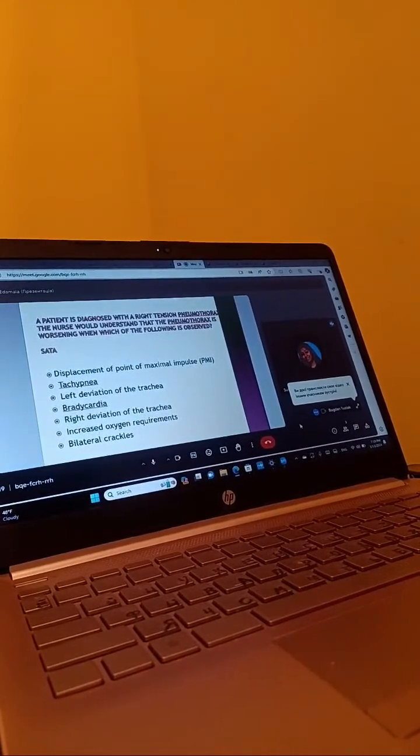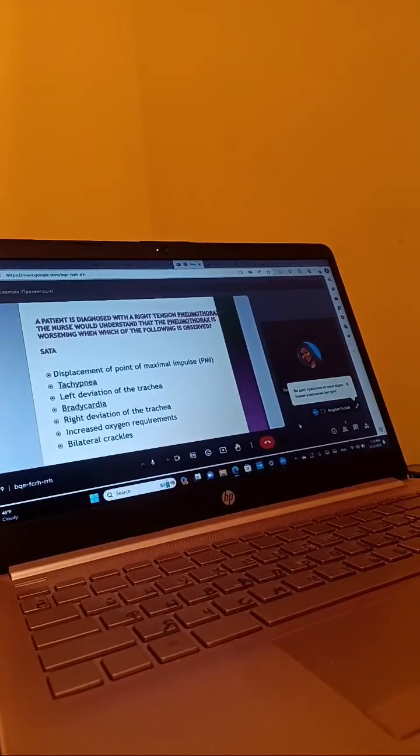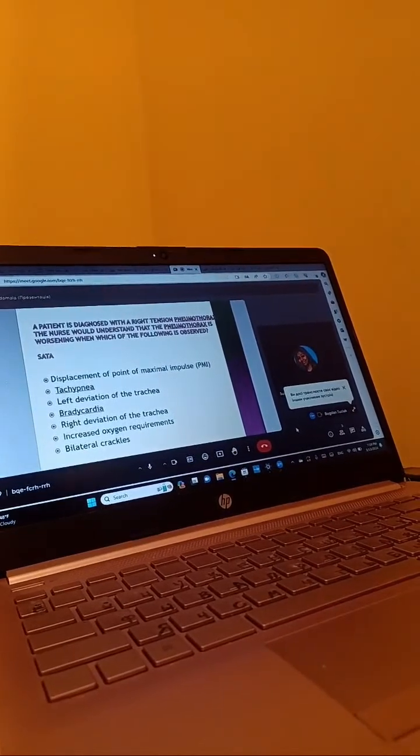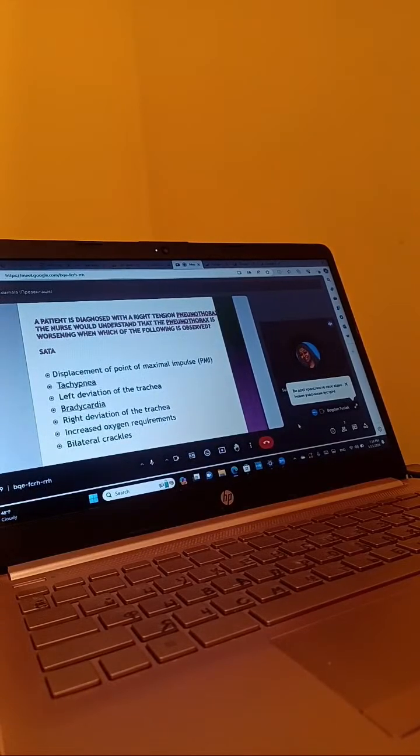Displacement of point of maximum impulse. Do you know what the point of maximum impulse is? Actually, the point of maximum impulse is where you hear the heart rate the best. If you put your stethoscope and listen to the heart, where you are hearing the heart rate best, that is the point of maximum impulse.